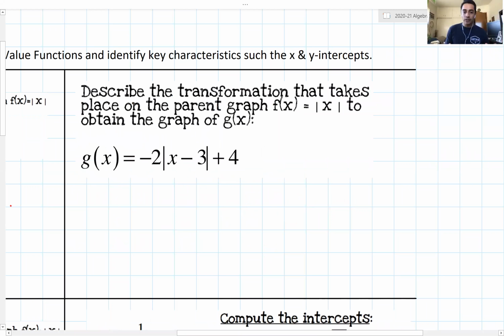Basically what it says is, what do you need to do to f of x to get the g of x, right? How do you get from the parent graph to the new one? That's literally all it means. Okay, so it's a lot of words just to say that, all right?